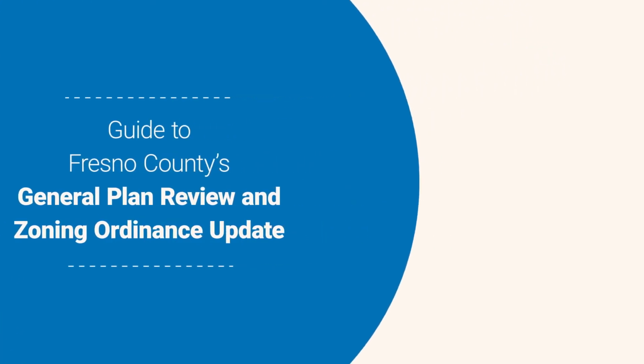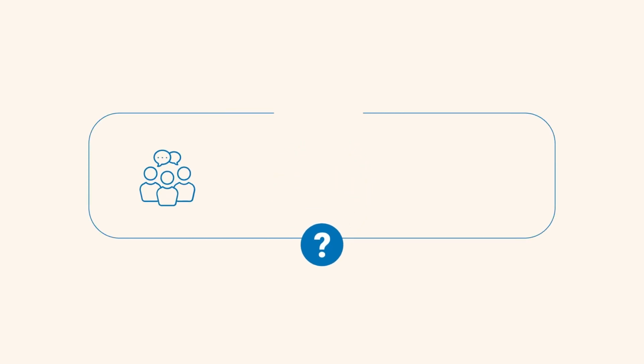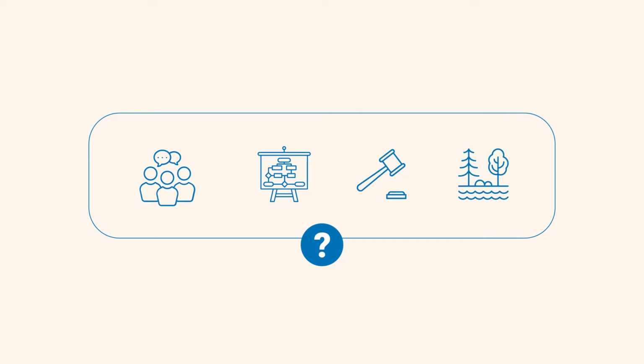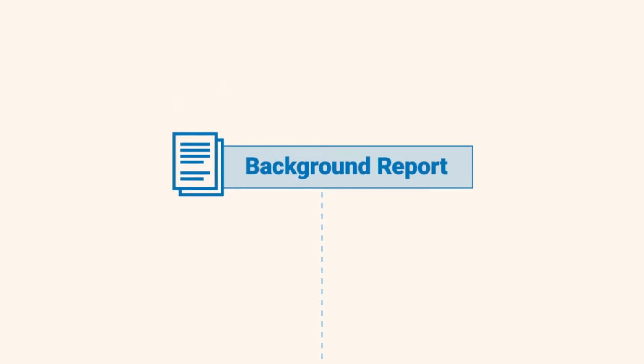When reviewing its general plan, Fresno County officials must consider: what are the community values? What are the trends for population growth? How effective are the existing policies? And how do we get ahead of any developing issues? To answer these questions, county staff reference community input, existing community plans, any changes in federal or state law, and current environmental conditions. This data is compiled into a background report document.